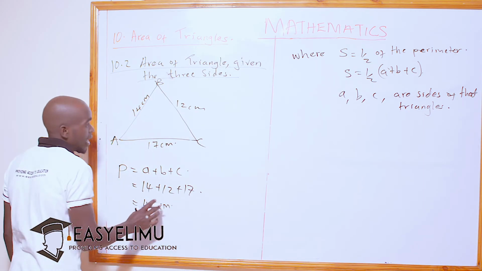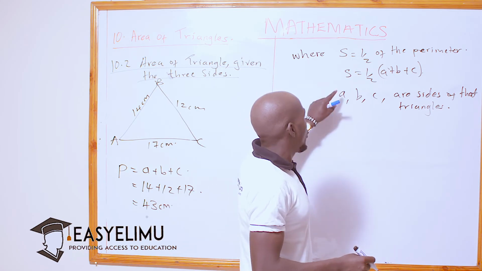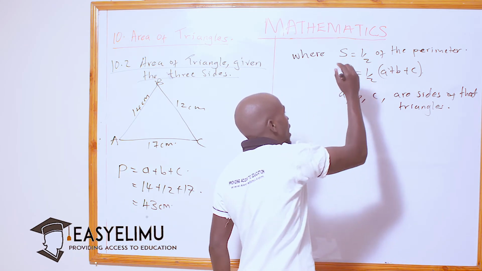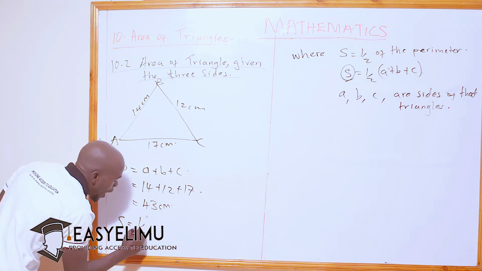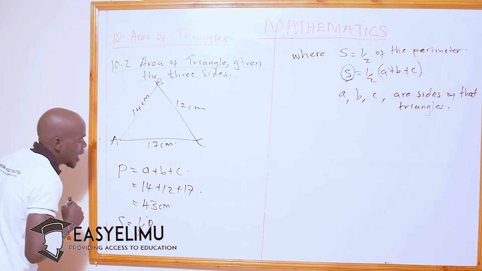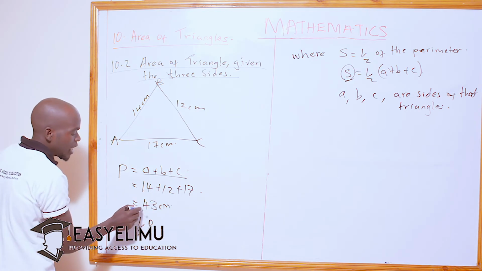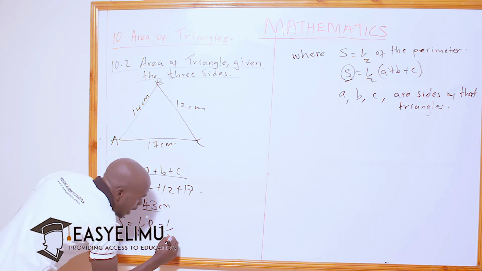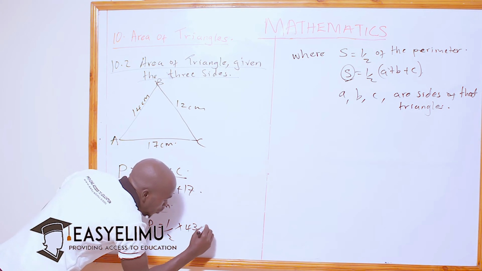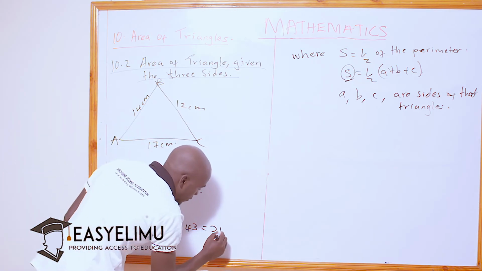So if that is the case, we can find the area, whereby we are first required to find S. We said S is equal to half the perimeter of that triangle, and the perimeter here we have obtained as 43 centimeters. So a half of 43, we are going to get as 21.5.